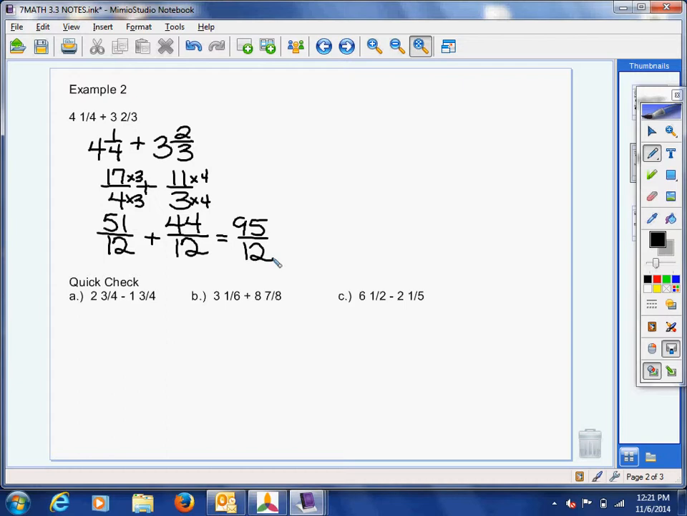Isn't it like 12 times 8 is 96. 12 times 7? Okay, so it goes in 7 times. 12 times 7 is 84. And then how much is left between 84 and 95? 11. There you go. Okay, so you could do it that way. I'm not saying that's how you have to do it, but that's an option.